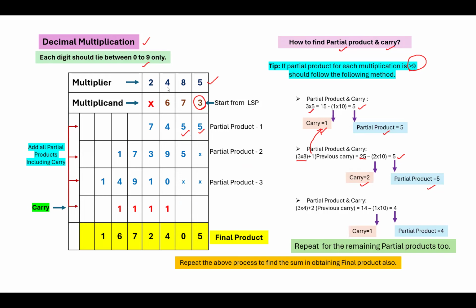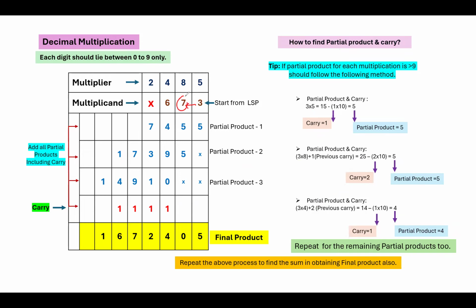Now 3 into 4, 12. 3 into 4 plus previous carry 2, the total is 14. Out of 14, 1 ten is there. The difference is 4. Partial product digit 4 and keep in mind the carry is 1. Now 3 into 2, 6. 6 plus the previous carry 1, 7. 7 is a decimal digit, so no need to follow this procedure. Directly write the 7 as a digit. So 7455, this is the first partial product.